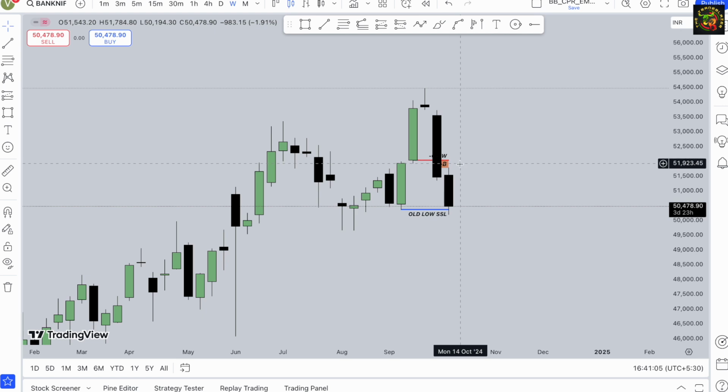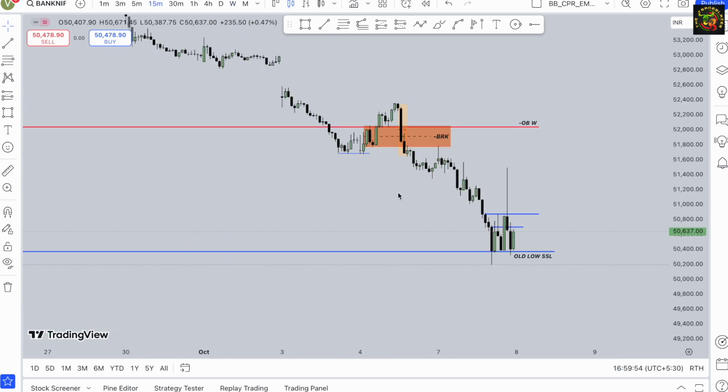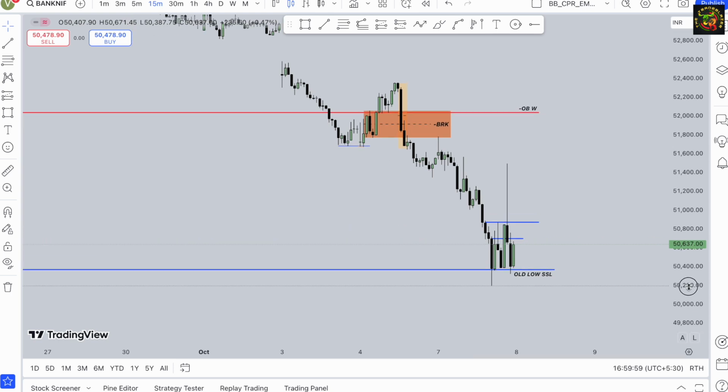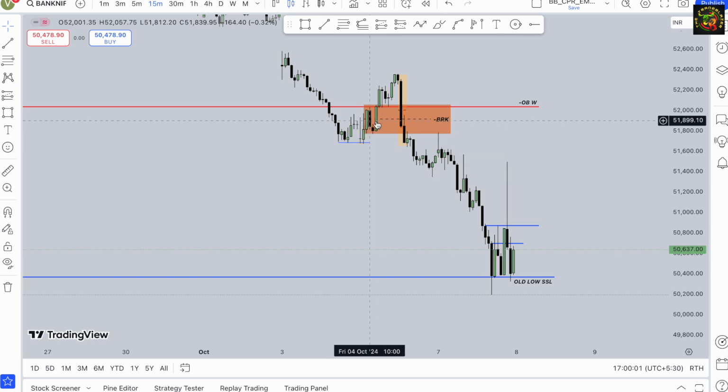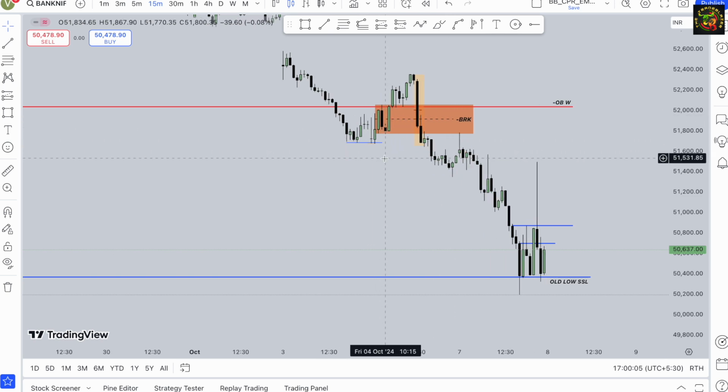That is one very important level on the higher time frame. And then this old low, with sell side liquidity lying below this low over here. Then this was the range that we can consider. And if I switch to the 15 minutes time frame, you can see some of the levels that we can observe over here. There is a very important breaker block that I have drawn for today's intraday trading.